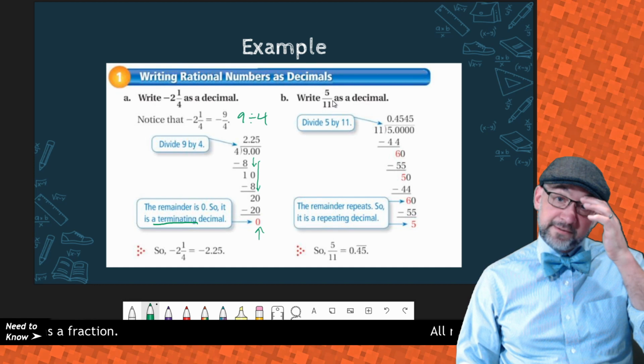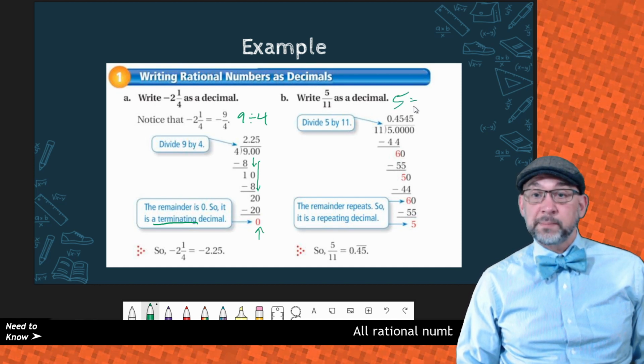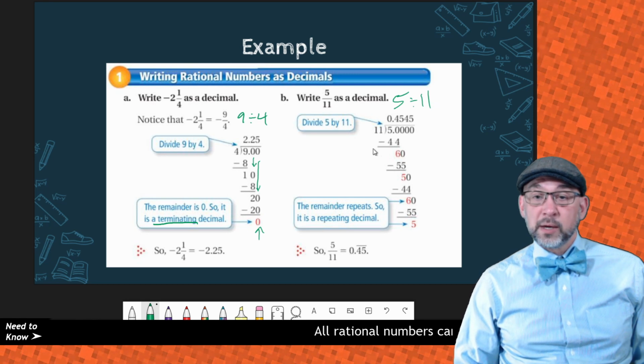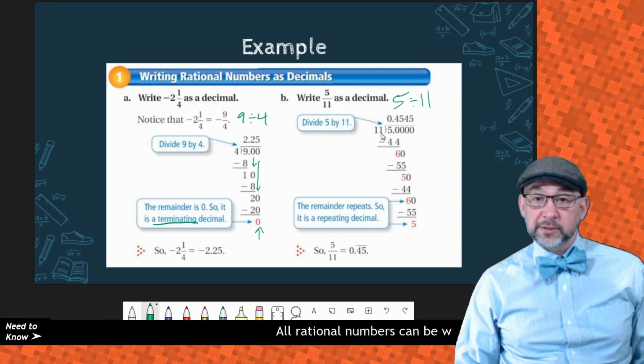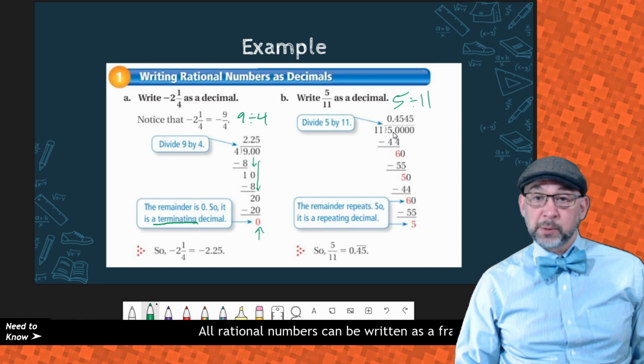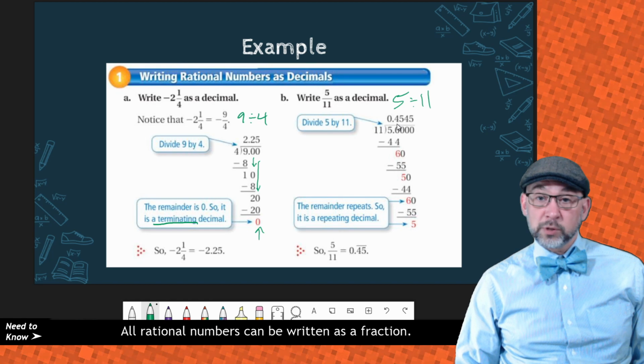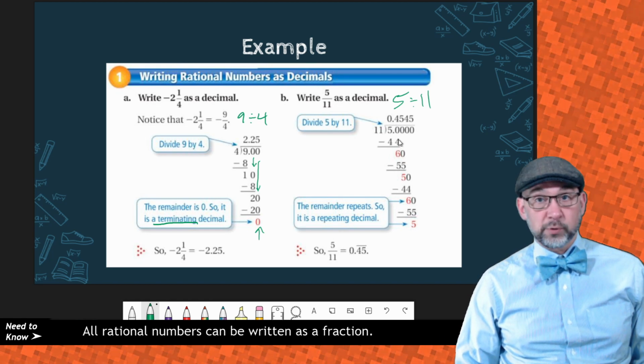Now in this problem, I have 5/11ths, which means 5 divided by 11. 11 is a divisor that goes on the outside. 5 is a dividend that goes on the inside. Place a decimal point after the 5 and add some zeros. 11 goes into 50 4 times. 4 times 11 is 44.